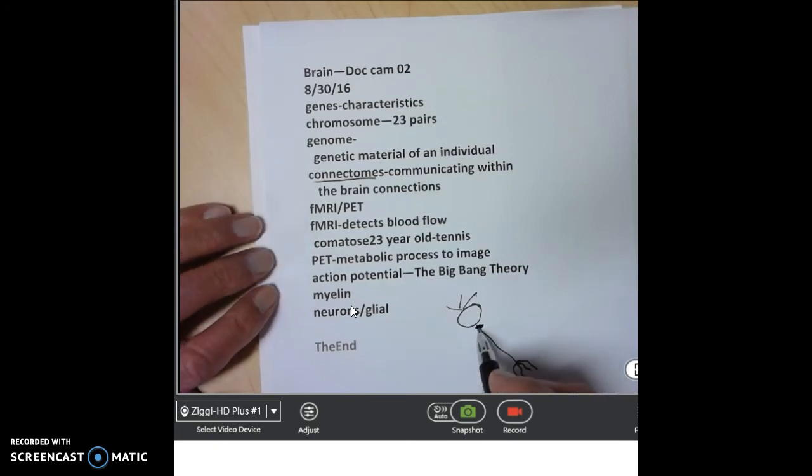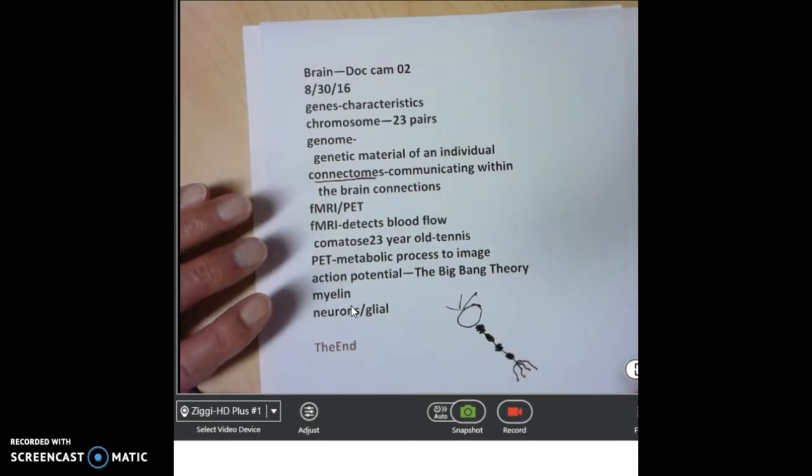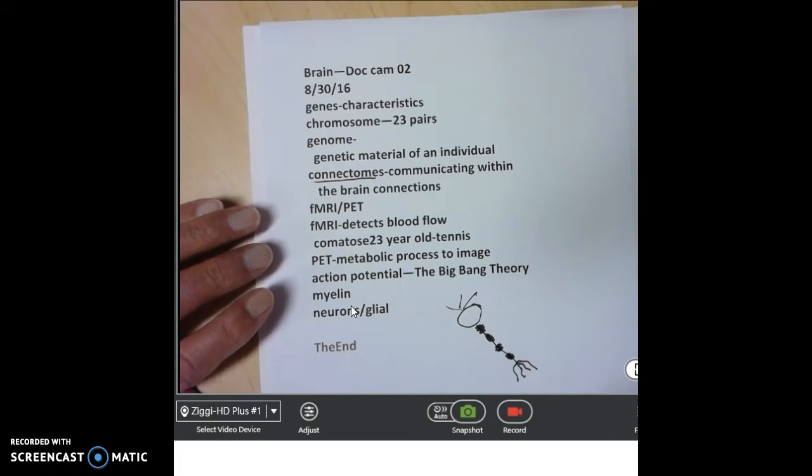Right here, we have the myelin sheath. Myelin sheath that is made by the glial cells. The glial cells make the myelin sheath. They wrap around the axon, and the more it wraps around the axon, the better transmission that we have.